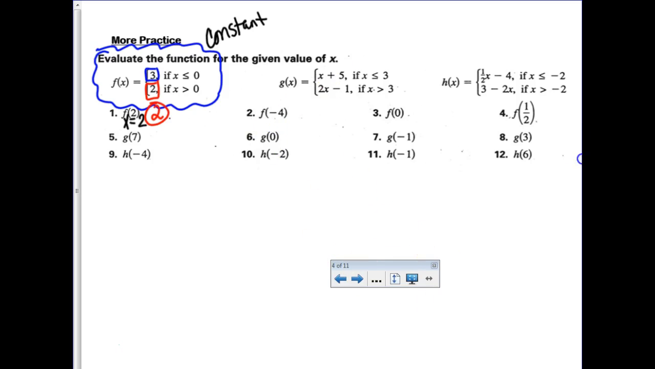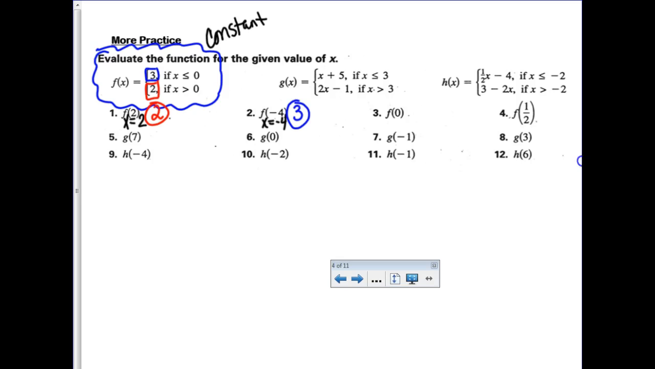Okay, number 2 right next to it here. It says go ahead and evaluate that function at -4. So does that fall under the less than 0 or the greater than 0 category? Less than 0. Yes, so the answer is just 3.